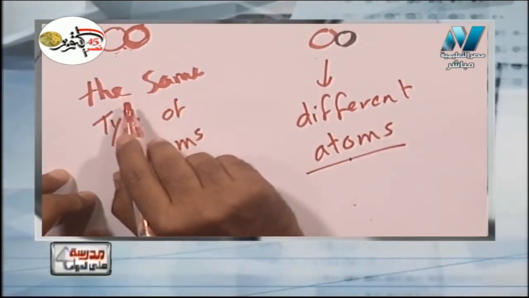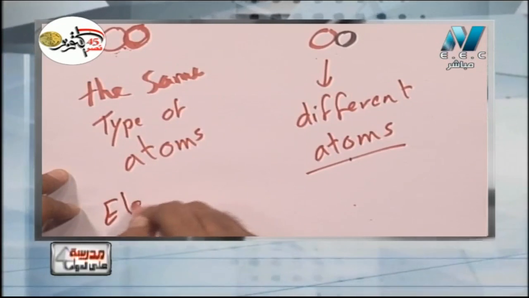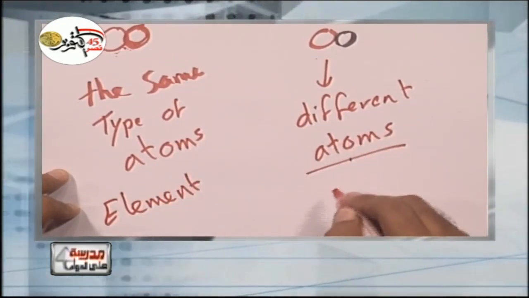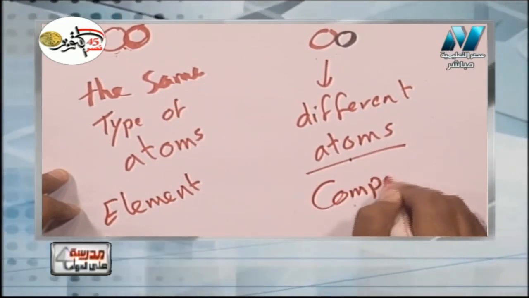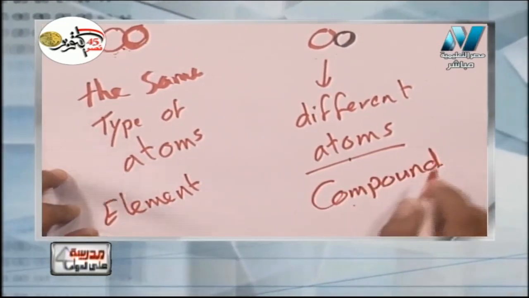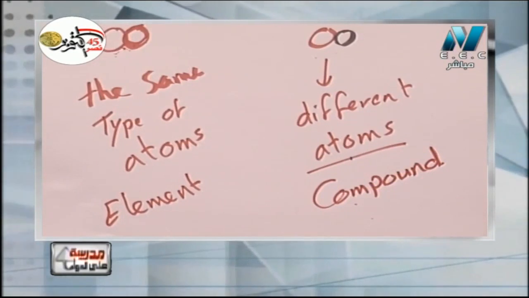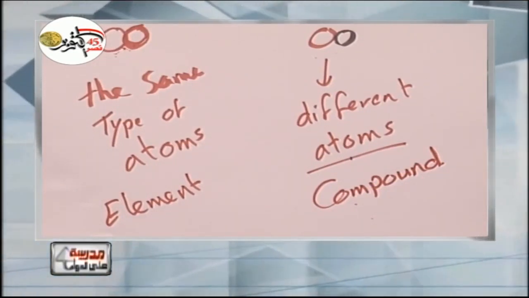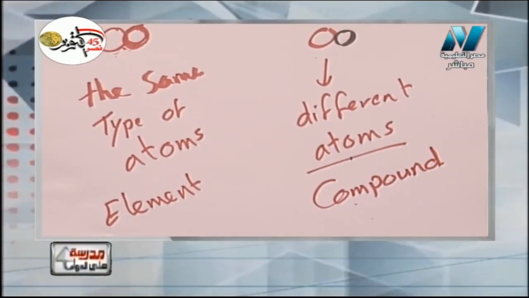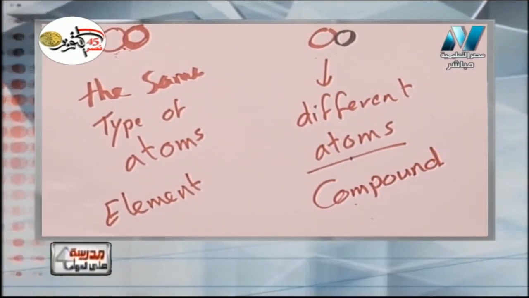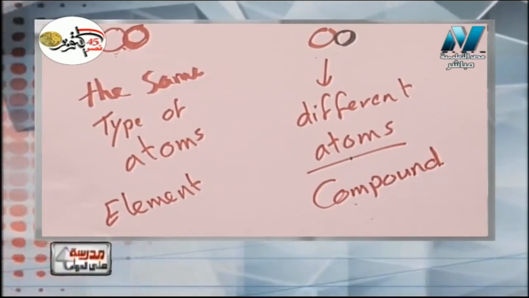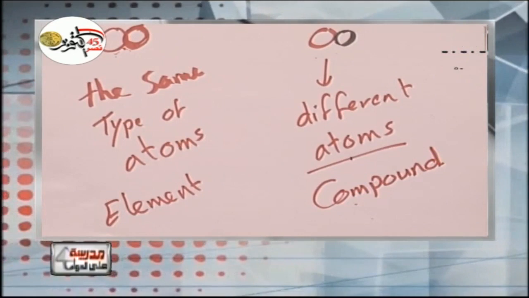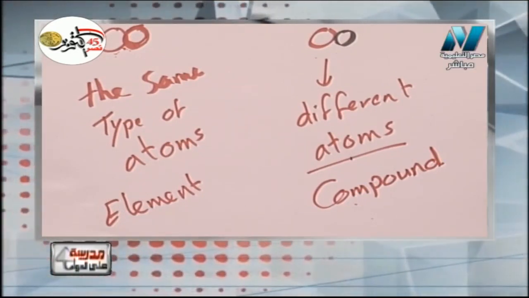So this molecule is a molecule of element, and this molecule is a molecule of what? Of a compound. So as we see on the monitor, the element molecule is formed from similar atoms. On the monitor, please. Again, the element molecules are formed from similar atoms.